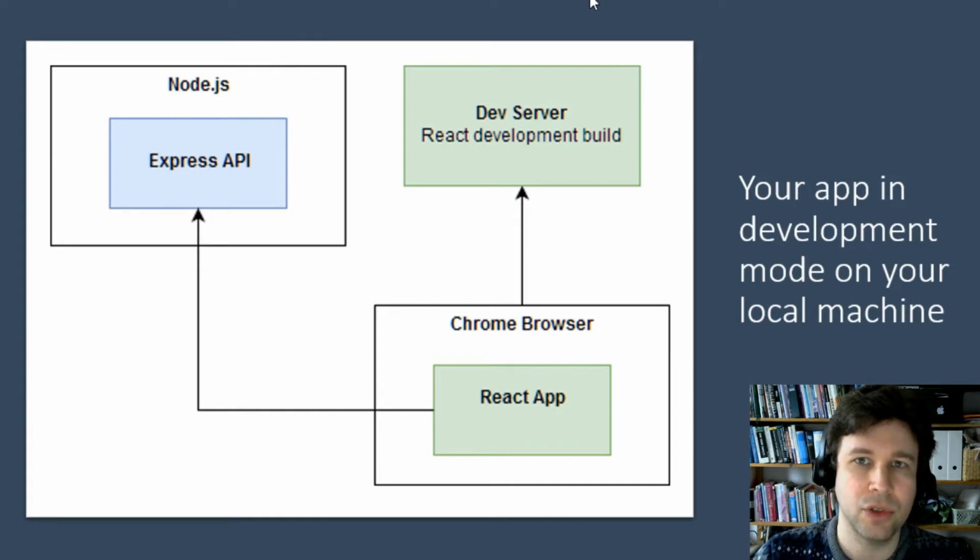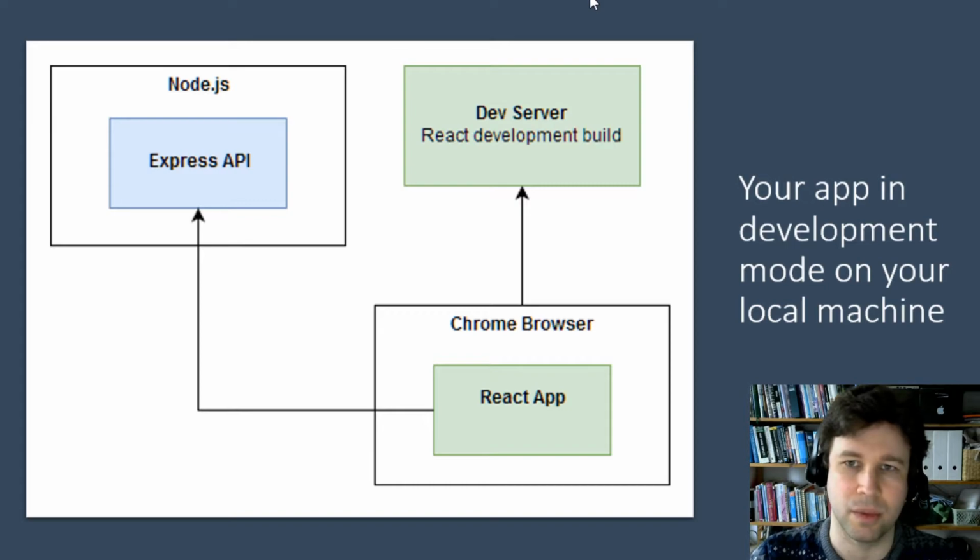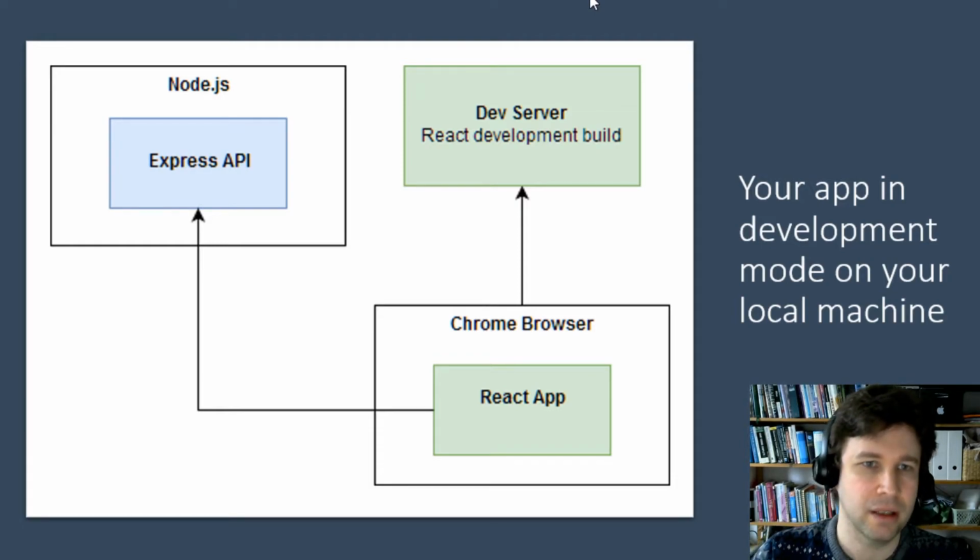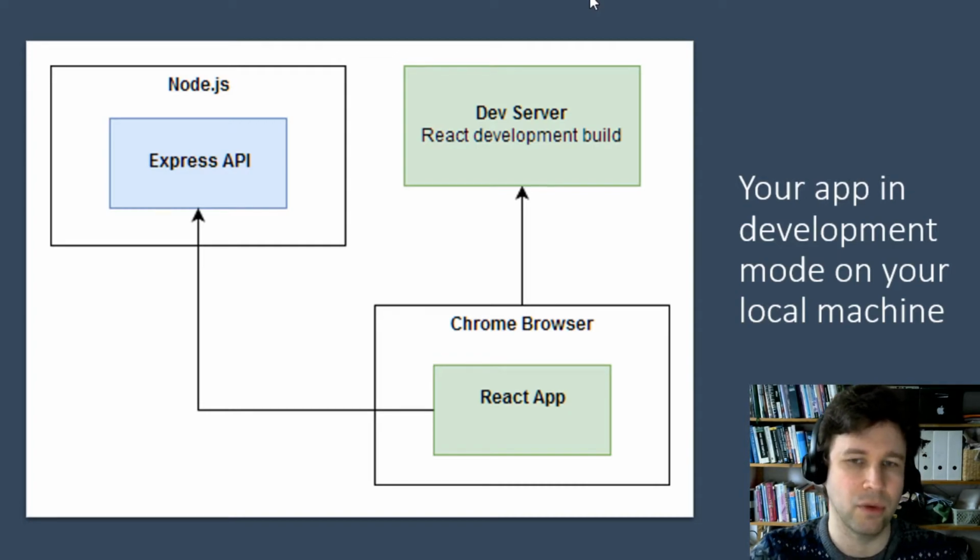At the same time, you will have this API you made in Express or some other framework running on Node.js. And this is something we'll keep around for production as well. But this is the setup for running locally. You have your React development server, which is basically just some HTTP server from Webpack running on Node, and then another Node app for running the API.